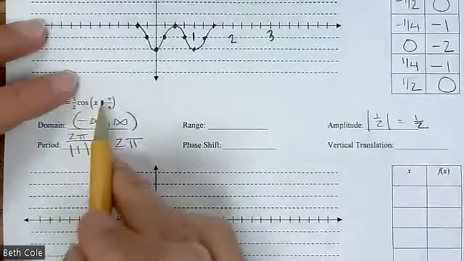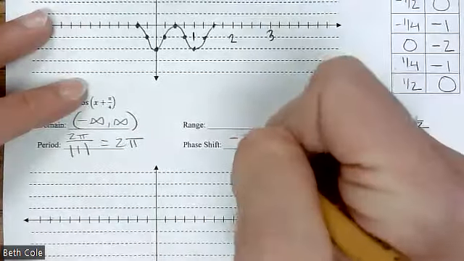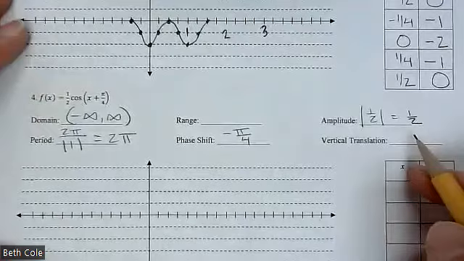All right, phase shift, left or right? Left, pi over 4, or just negative pi over 4. And then up or down?